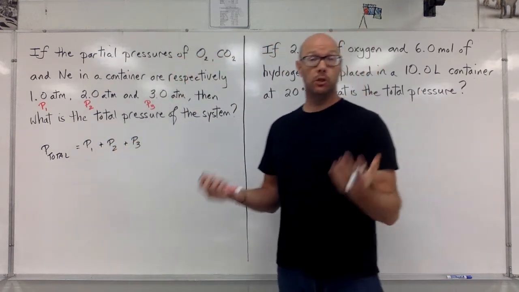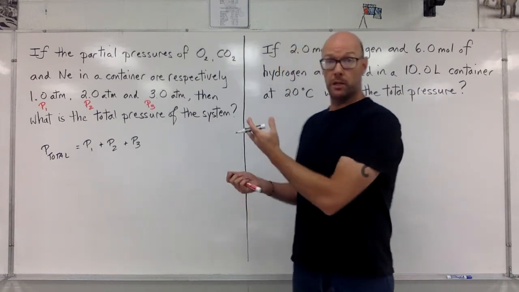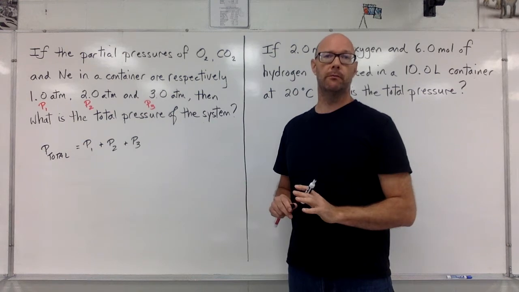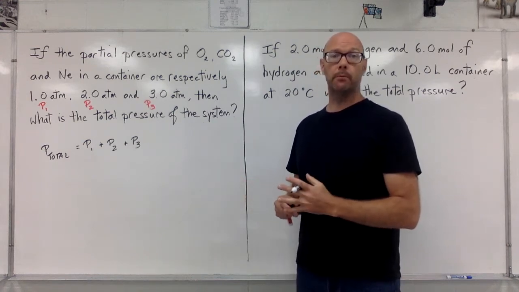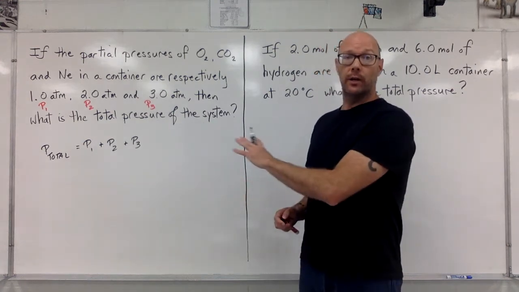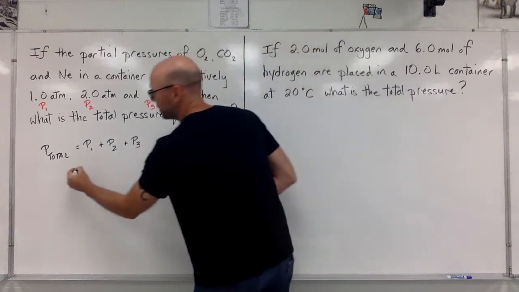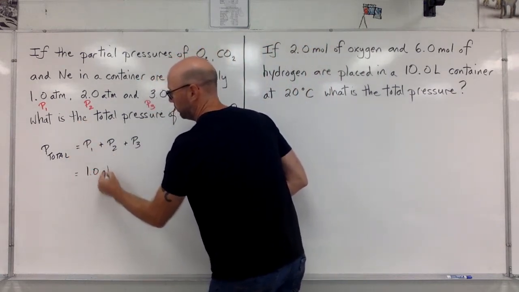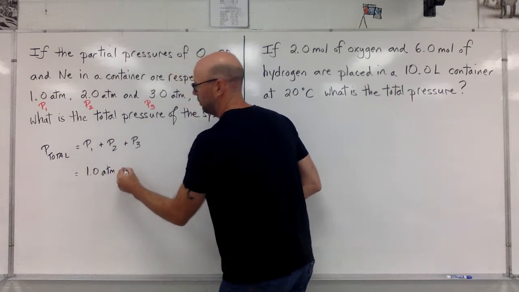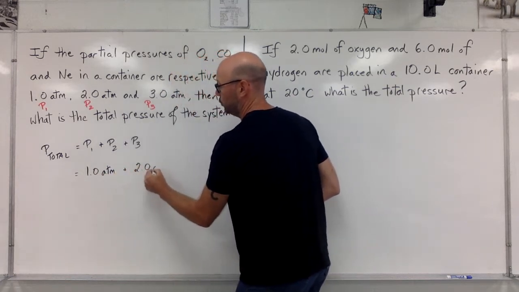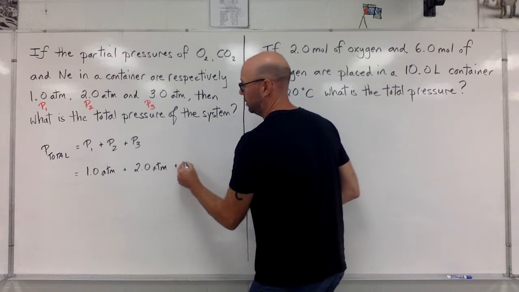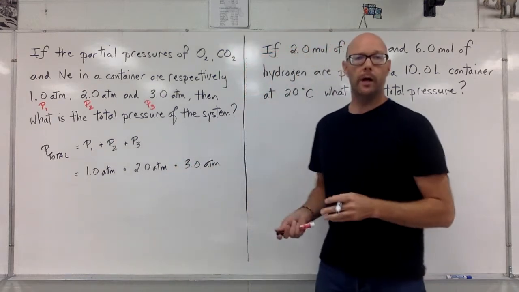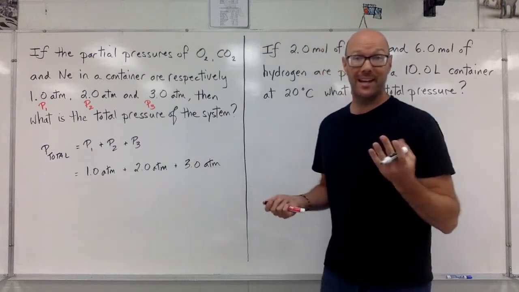Now, there might only be two gases in a question. There could be three, like this one. There might even be four, and honestly, there's not going to be four. We're just going to add them all up. It's okay that these are in atmospheres. We just have the first pressure, that's 1.0 atm plus 2.0 plus 3.0. 1 plus 2 plus 3, that's 6.